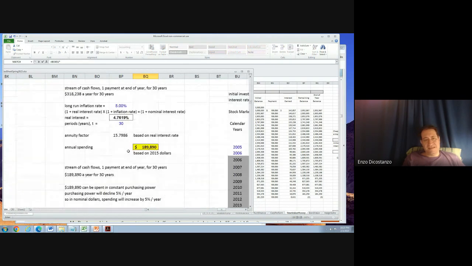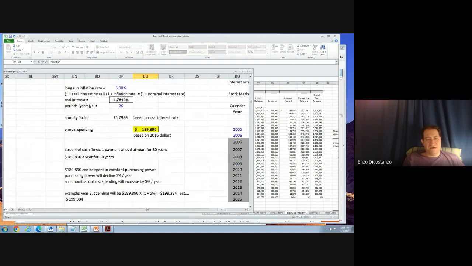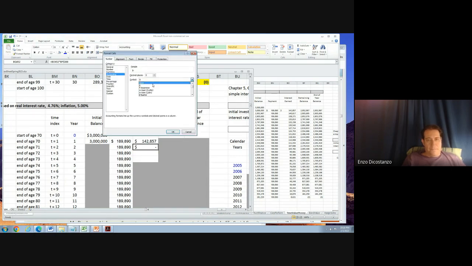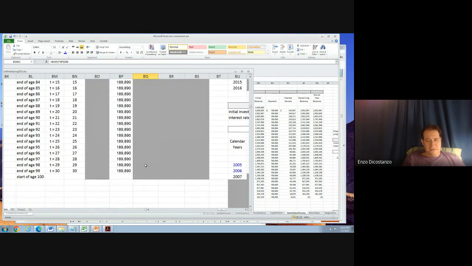And now, but instead of that 10%, I think it's the real rate, right? F4. Yeah, it's the real rate. Dollar signs, and these you need.